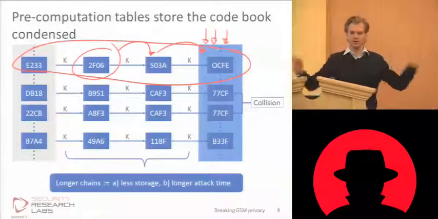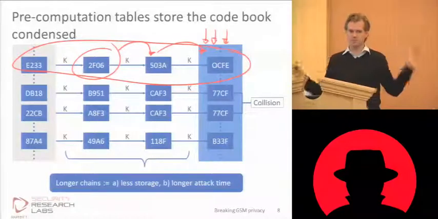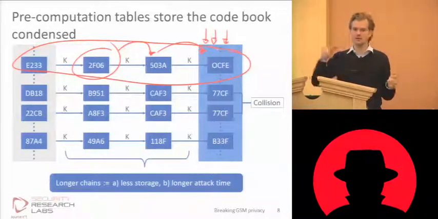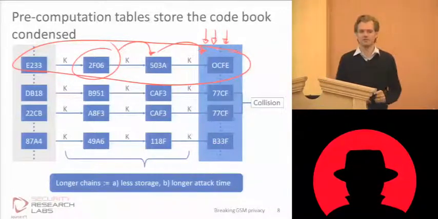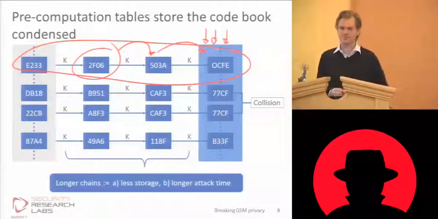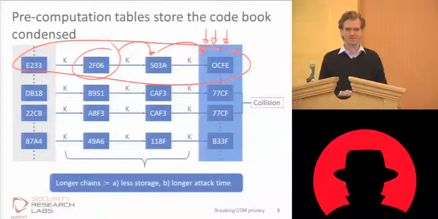Now, the longer these chains become, meaning the more space efficient you are, the longer you may need to compute A51 on it to find it. So that's the time-memory trade-off. Right? Now, this straightforward approach does not work for two reasons.